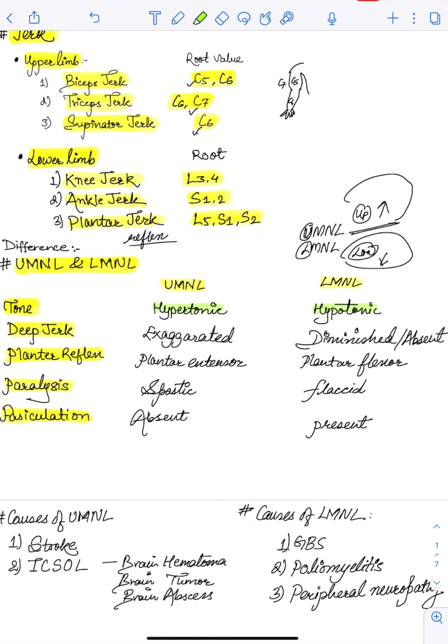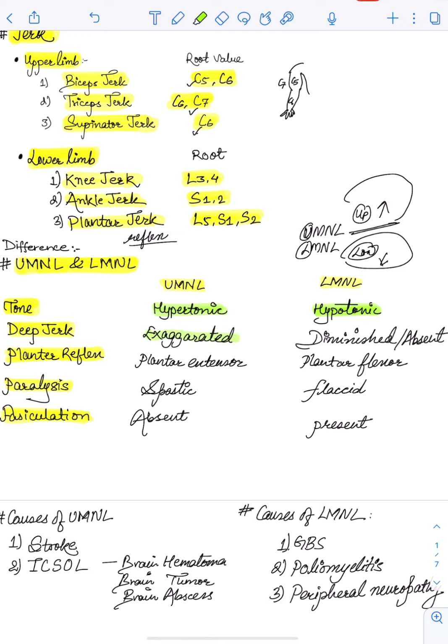Hypertonic means it becomes stiff. Its tone is increased, it is hard and stiff, and hypotonic is flaccid. Tone is decreased in lower motor neuron lesions. High, up; low, down. And deep reflexes: all these reflexes that we have discussed, like biceps jerk, triceps jerk, supinator jerk, knee jerk, and ankle jerk. These five are deep reflexes.